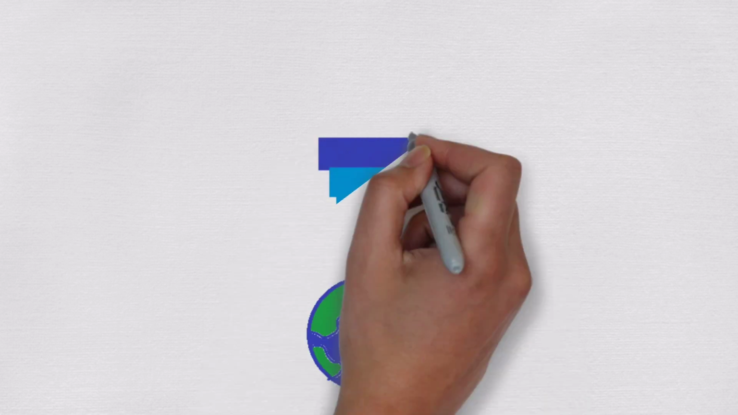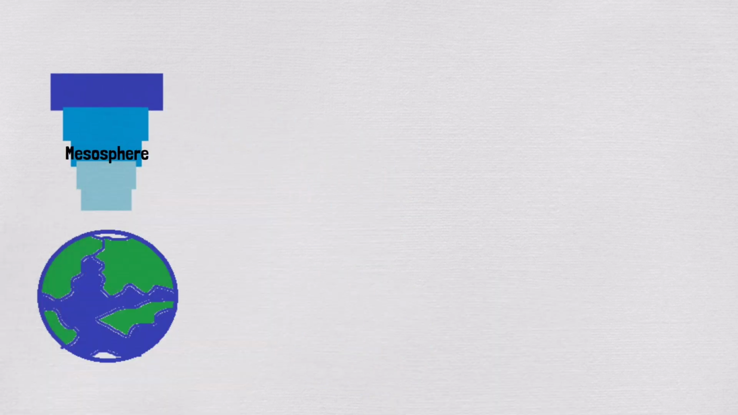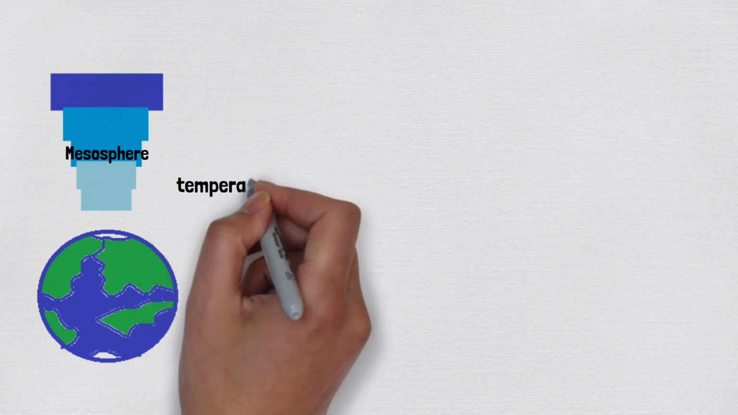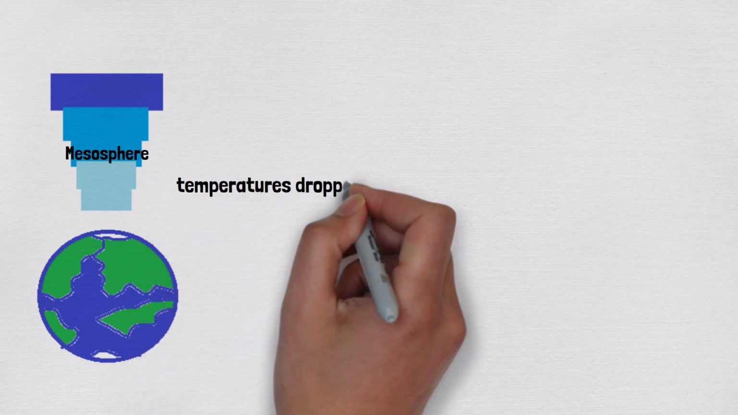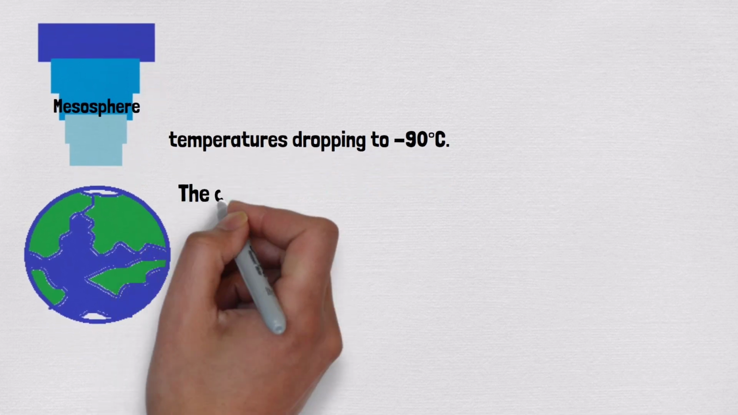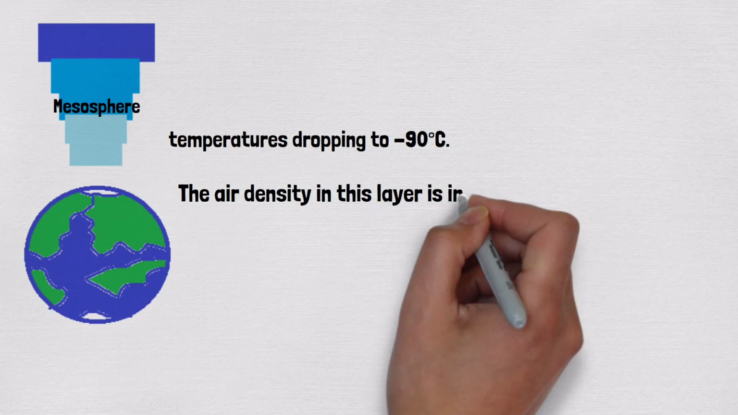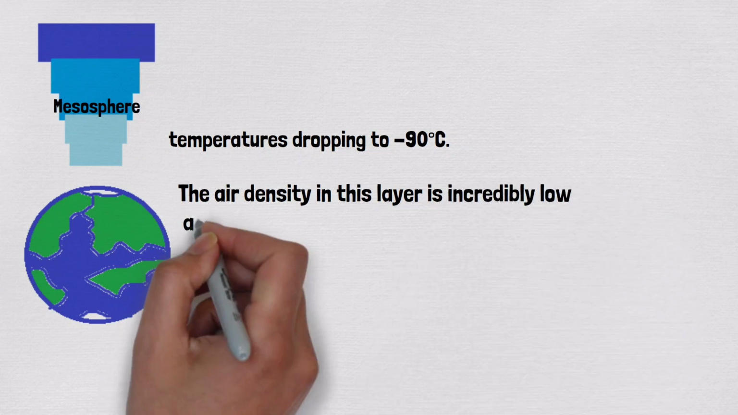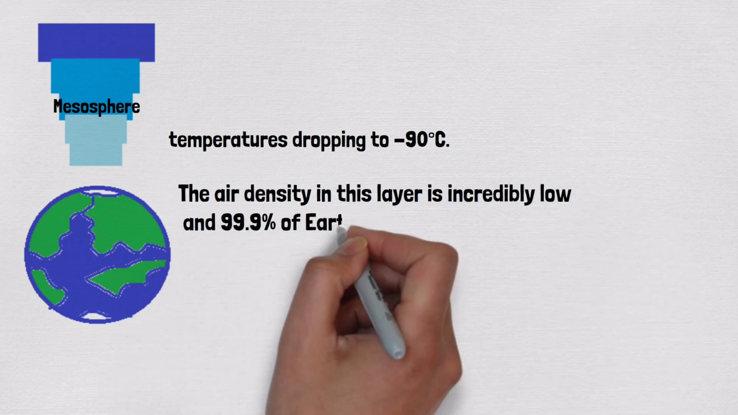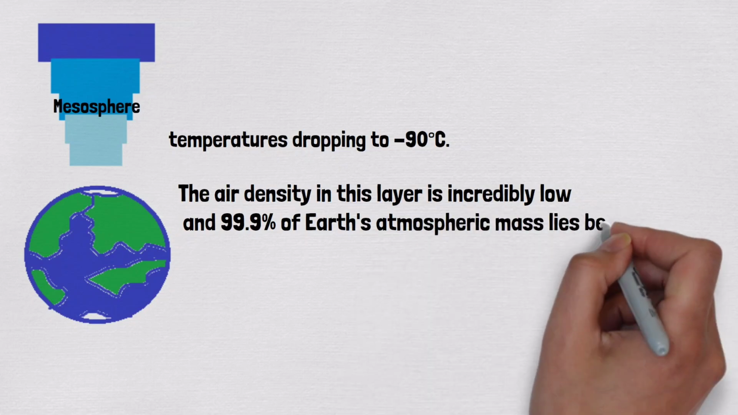Mesosphere. In the mesosphere, temperature decreases with altitude. Since this layer contains very few gas molecules to absorb solar radiation, its heat source is the stratosphere below it. The mesosphere is extremely cold, with temperatures dropping to -90 degrees Celsius. The air density in this layer is incredibly low, and 99.9% of Earth's atmospheric mass lies below it, resulting in very low pressure. The ozone layer does not exist in the mesosphere, so protective equipment is needed to shield against ultraviolet radiation.